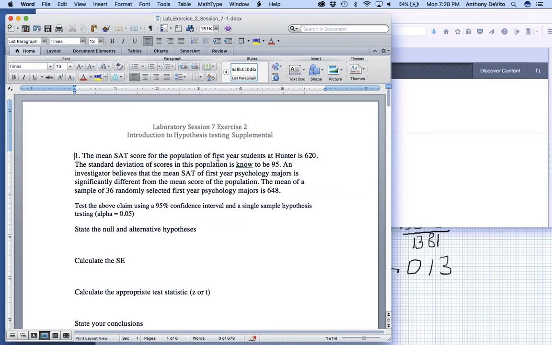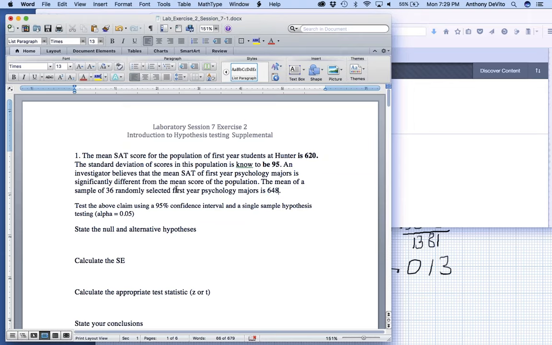The mean SAT score for the population of first-year students at Hunter is 620. That's the mean for all first-year students. The standard deviation of scores in this population is known to be 95. So I know their mean and their standard deviation. An investigator believes the mean SAT score for first-year psych majors is different than the mean for the entire population. He takes a sample of 36 first-year psych students and finds that the mean of their SAT scores is 648.